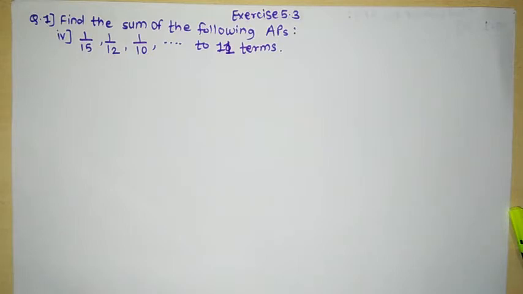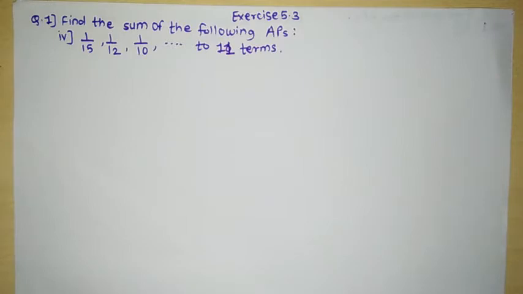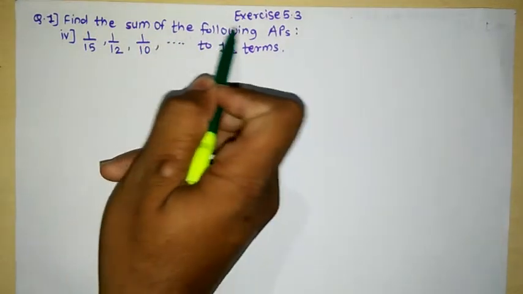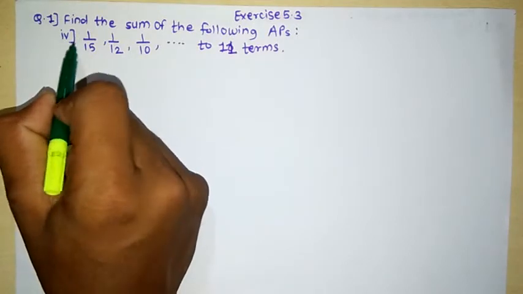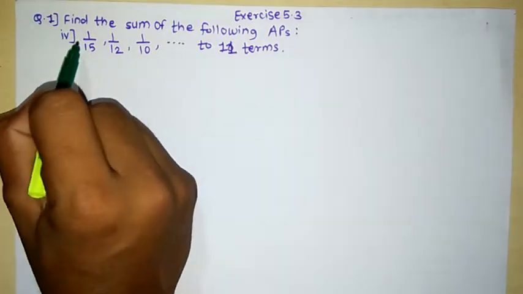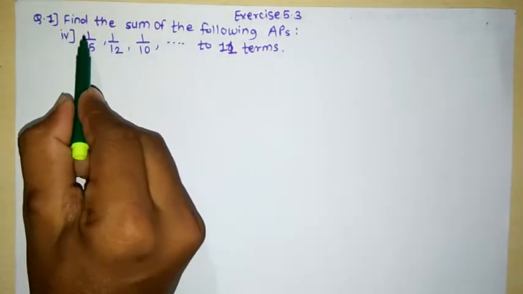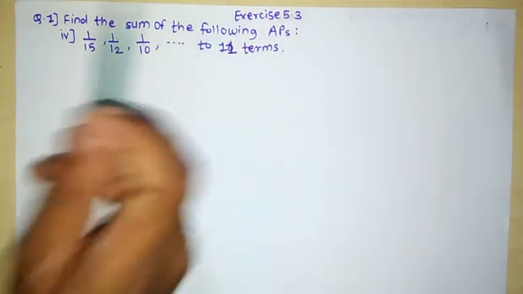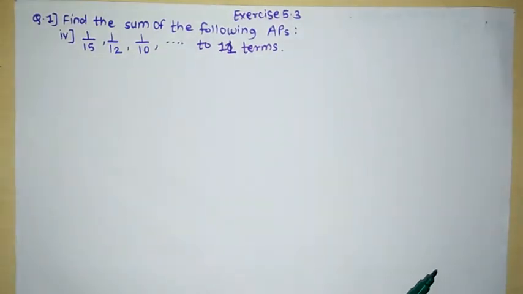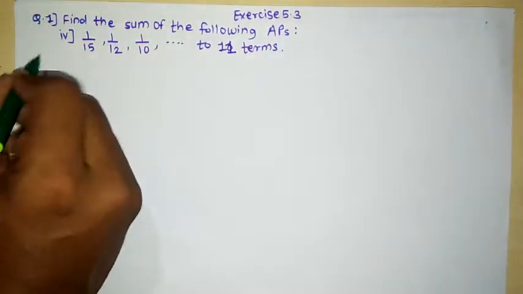Now see question number 1 from exercise 5.3, sub question 4. Question number 1: Find the sum of the following APs. In question number 4, what is given? See here: 1 by 15, 1 by 12, 1 by 10, dash, up to 11 terms. Here we have to find the sum of the 11 terms.